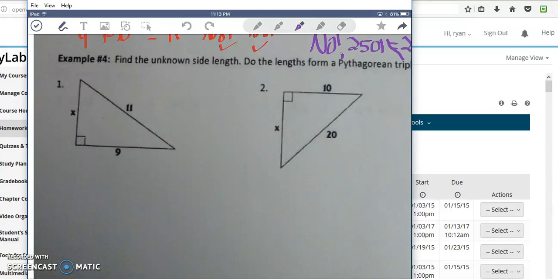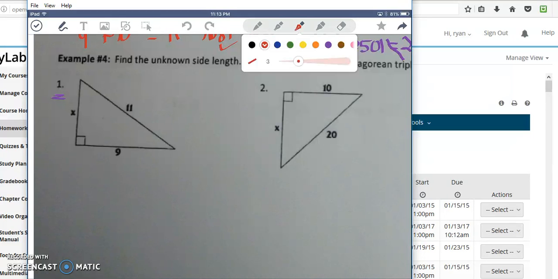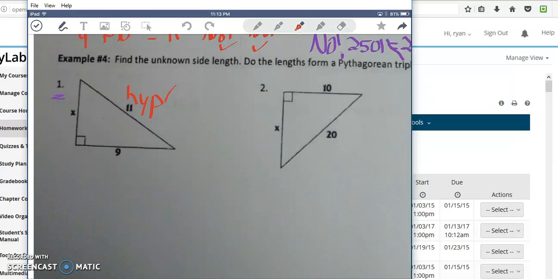So for example 4, we want to try to figure out what the other side length is. So in number 1, we have the hypotenuse, or the c, and then we have the two legs. One of them could be a, one of them could be b. It doesn't matter which one you label. Just make sure the hypotenuse is c. The other two really don't matter which order you put them in. So we have x squared plus 9 squared is equal to c squared, which is 11 squared. Okay, still following the formula.